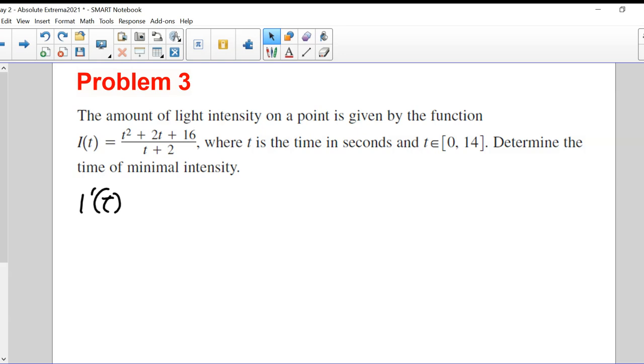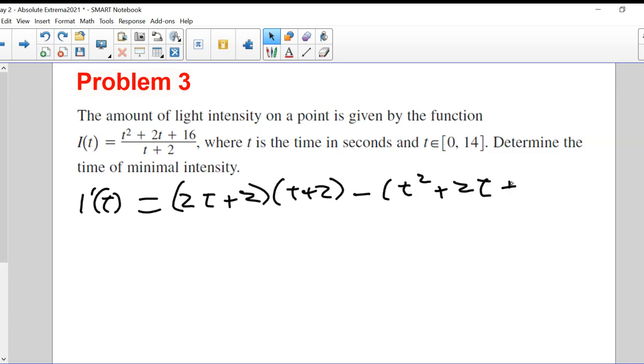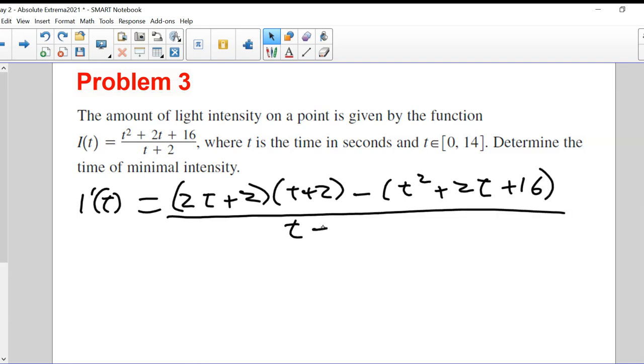So I prime of t would be equal to the derivative of the top, which is 2t plus 2, multiplied by the bottom, t plus 2. Just reminding you how this works. The top is 2t plus 2, the bottom is t plus 2, minus the derivative of the bottom, which is 1, times the top, which is t squared plus 2t plus 16, all of that over t plus 2 squared.